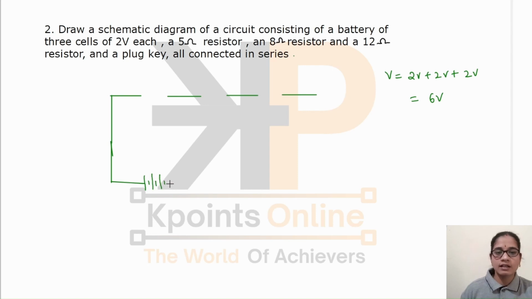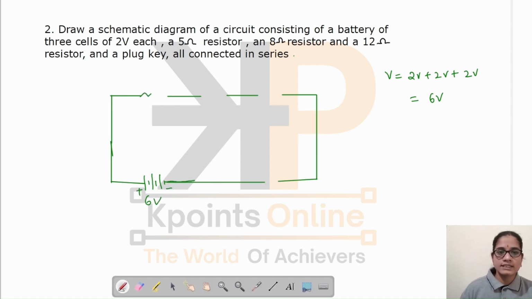3 cells are connected. The total voltage will be 6 volt. Now let's draw the resistors. And also they have given plug key is connected in series. This is the current I flowing through the circuit. These 3 resistors are having resistances 5 ohm, 8 ohm, 12 ohm. You have to show the direction of current also.